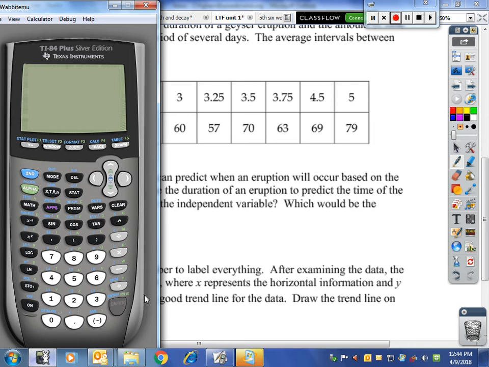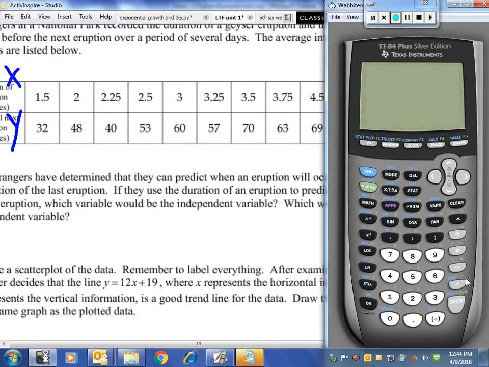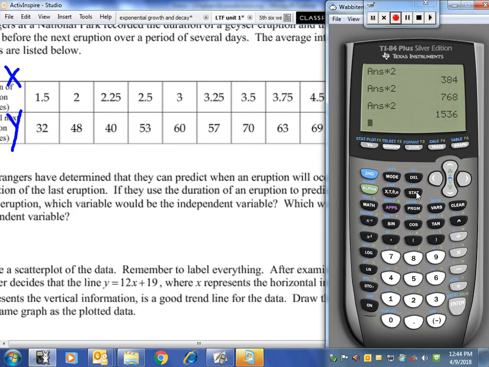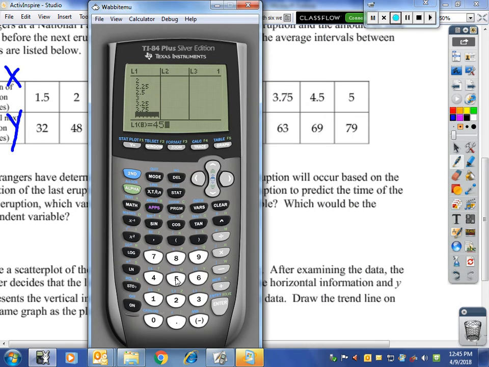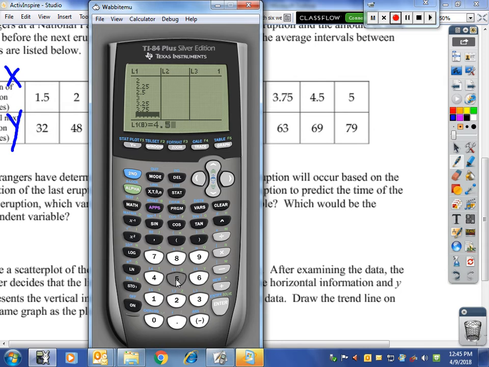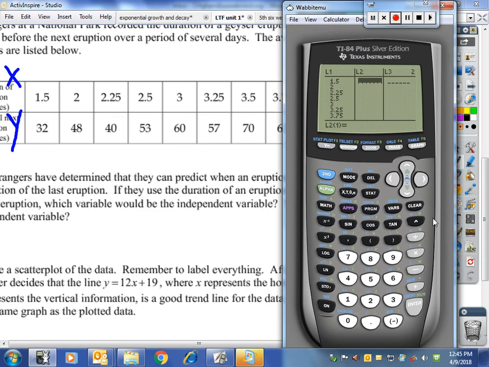Okay, please just do it. Okay, all I want you to do right now is put the data in. Don't do anything else.